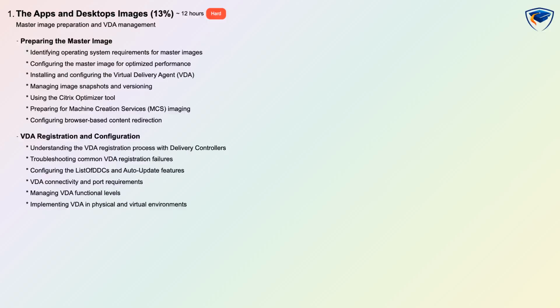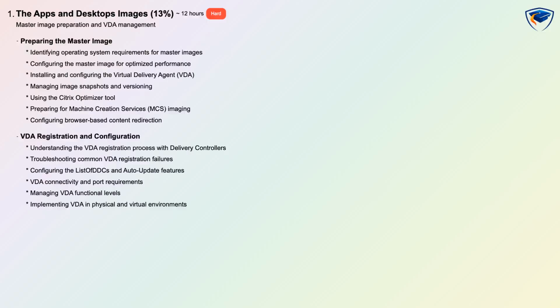You will learn to prepare master images by identifying operating system requirements, using the Citrix Optimizer, and configuring browser-based content redirection. The domain also covers installing and configuring the virtual delivery agent, managing image snapshots and versioning, and preparing images for machine creation services. Finally, you will study VDA registration, troubleshooting registration failures, list offs and auto-update, connectivity ports, and managing VDA functional levels.